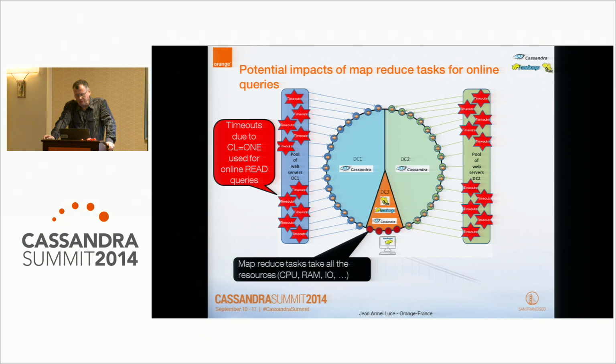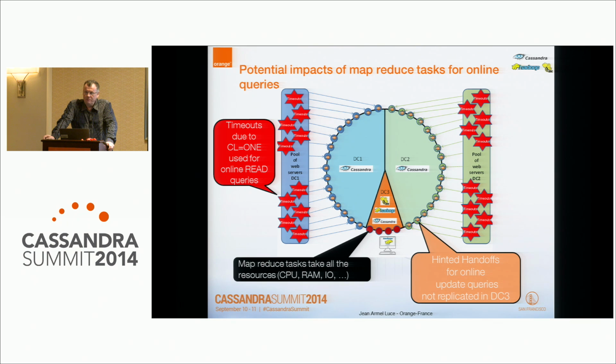Sometimes this query was executed locally in the same data center, and sometimes it was sent to another data center. And sometimes when this query was sent to data center 3, the node in data center 3 was too busy and was not able to execute it. That's the reason why we had some timeouts for our online read queries.